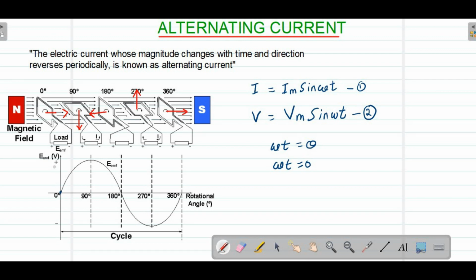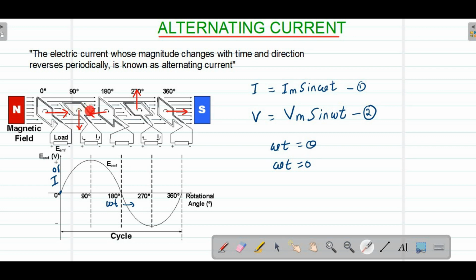So if I take voltage or current on the y-axis and omega t or theta on the x-axis, okay, and the armature started rotation in this direction. Okay, suppose it started rotation in this direction.